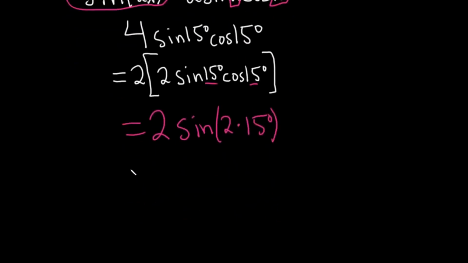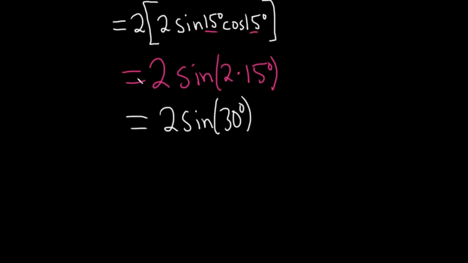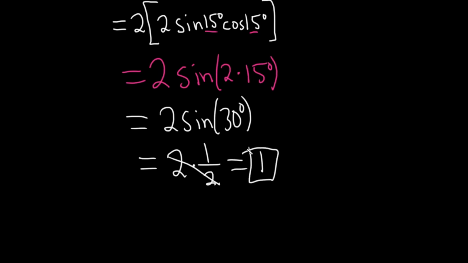So then this is equal to 2 sine of 30 degrees. And then this is the part where you just have to use your memory. Hopefully you have this memorized. So the sine of 30 degrees is 1/2. So this is 2 times 1/2. So it's equal to 1. So that would be the final answer.